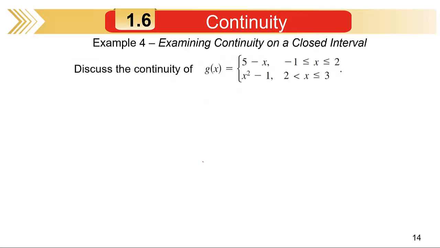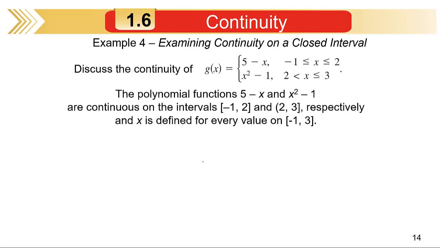So let's go to an example. Suppose we take this function defined by a rule. We've dealt with these before in the context of limits, but now let's look at it in the context of continuity. g of x is 5 minus x as long as x is between negative 1 and 2, including negative 1 and 2. But g of x is x squared minus 1 if x is bigger than 2 and up to and including 3. So we're looking at the continuity.